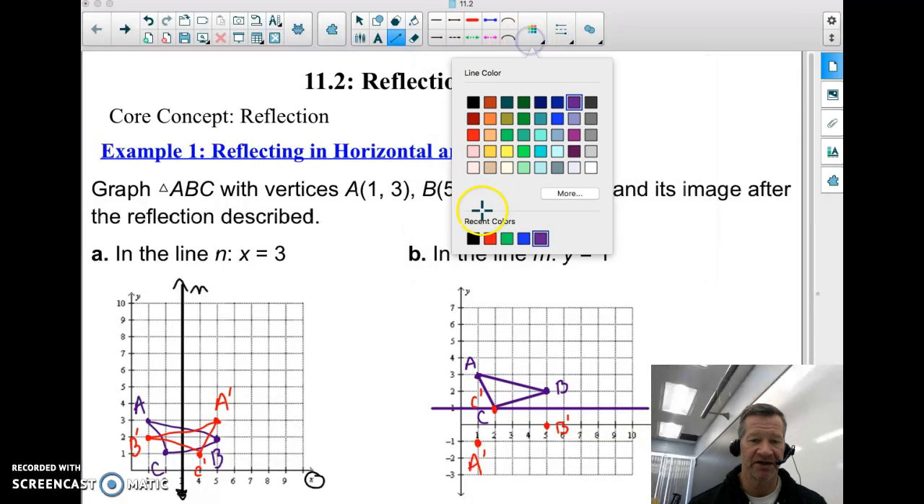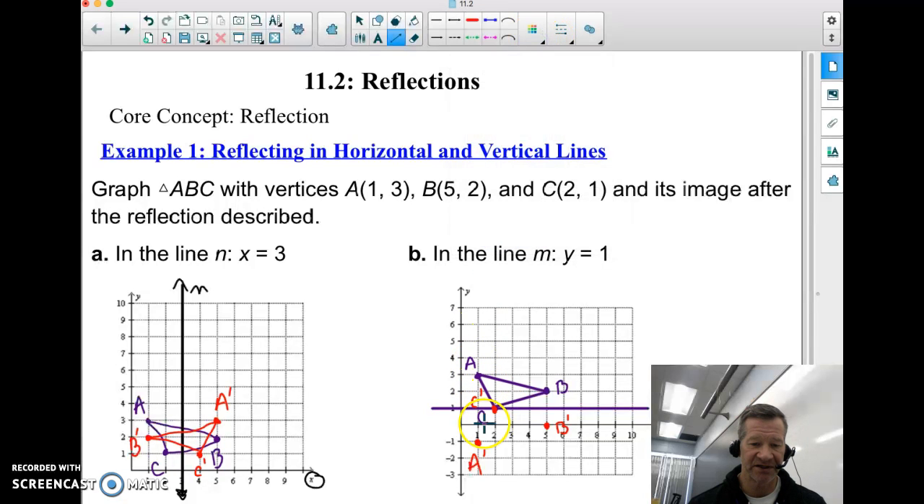Let me just change it to red just so we can tell the difference between those fairly easily. So here is one right there, then from A prime to B prime, and now it should actually look reasonably like it should. So there's the reflection, and that is how we do reflections.